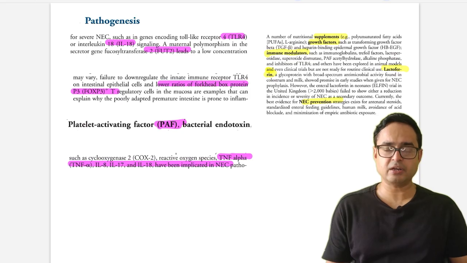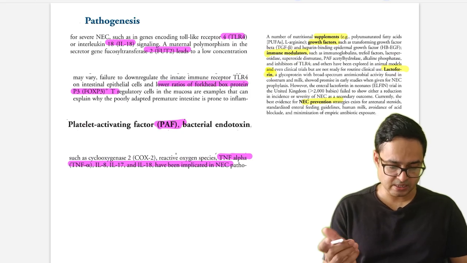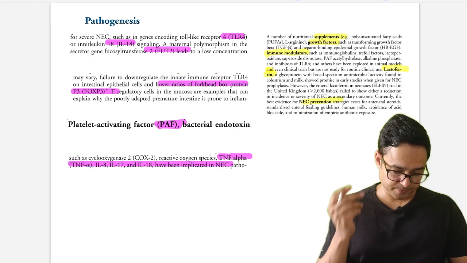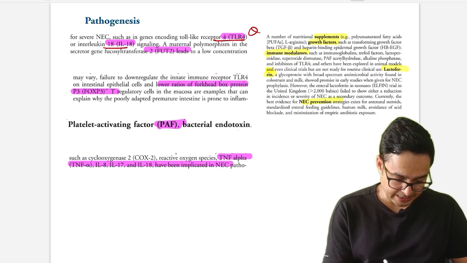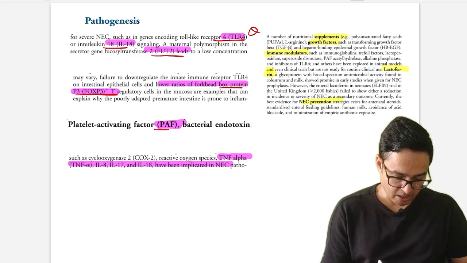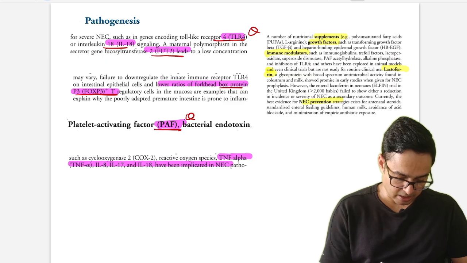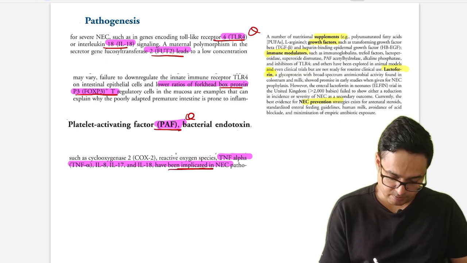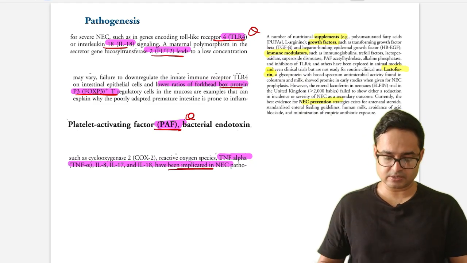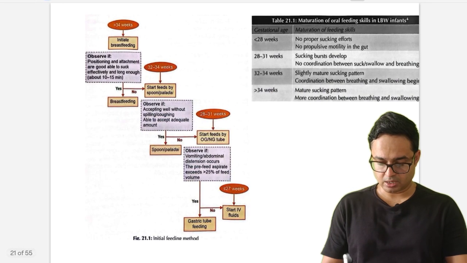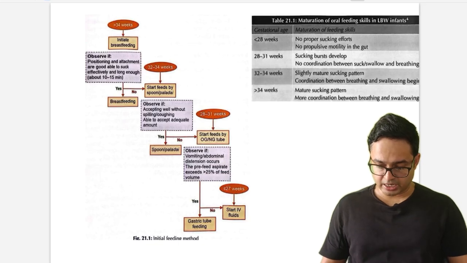Okay, pathogenesis. One question has been asked on pathogenesis. So what are the receptors? Toll-like receptor 4, interleukin 18, FUT2, and lower ratio of forkhead box protein FOXP3 positive T cells, platelet activating factor PAF. You have to remember these conditions because platelet activating factor was asked once, so this was a PYQ.